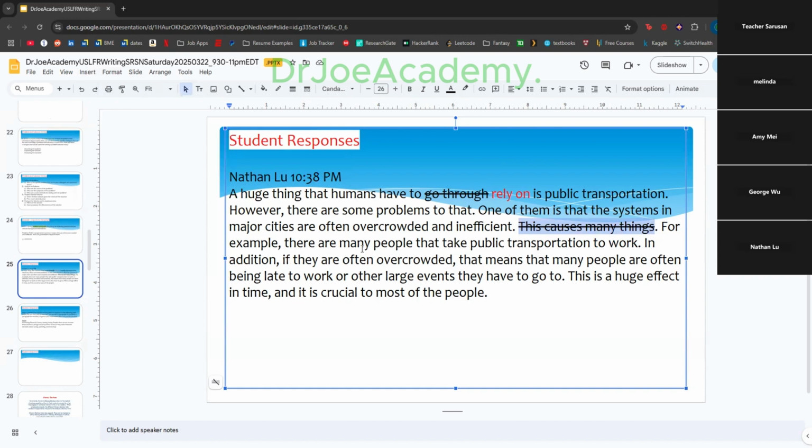For example, there are many people that take public transportation to work. In addition, if they are often overcrowded, that means that many people are often being late to work or other large events that they have to go to. This is a huge effect in time and is crucial. I think this has a huge effect.